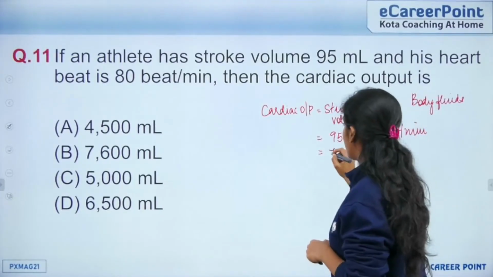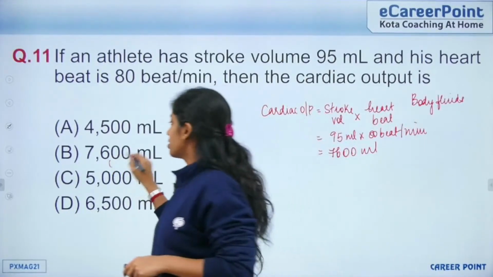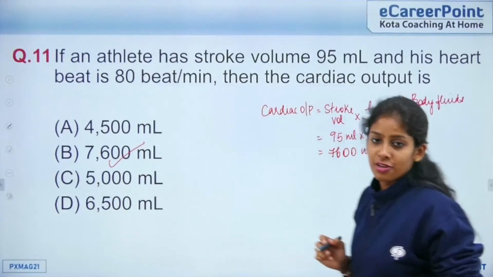So if you do, it will be 7,600 ml. So the answer is straight away 7,600 ml.